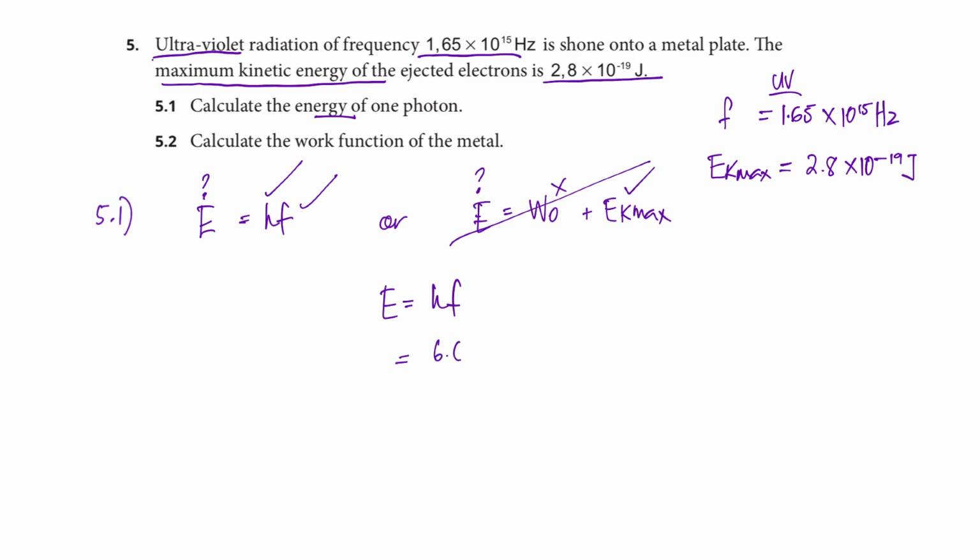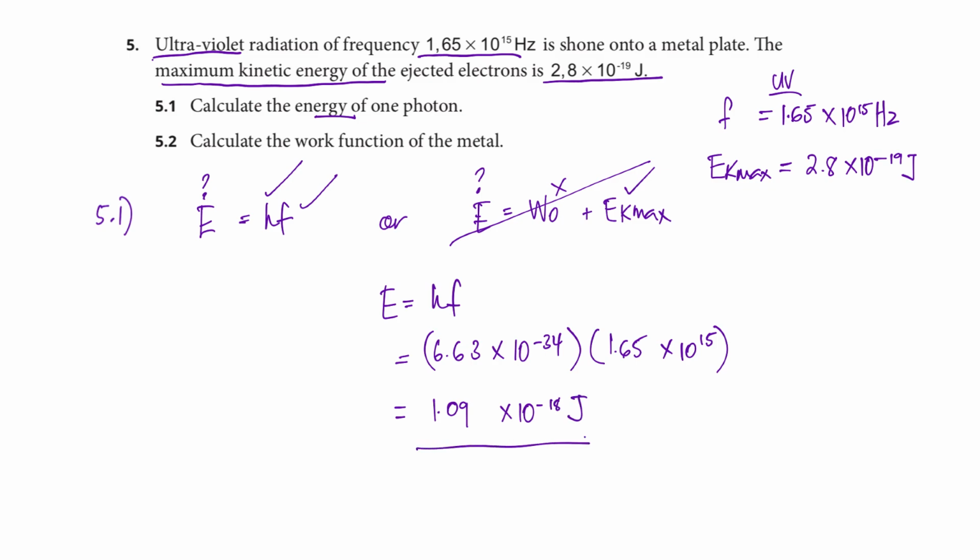My h is 6.63 times 10 to the power of negative 34. Please make sure you pause the video, do it yourself, see if you get the right answer, then move forward. 1.65 times 10 to the power of 15. Pop that into your calculator and you're going to get 1.09 times 10 to the power of negative 18 joules. And that is your energy of one photon.